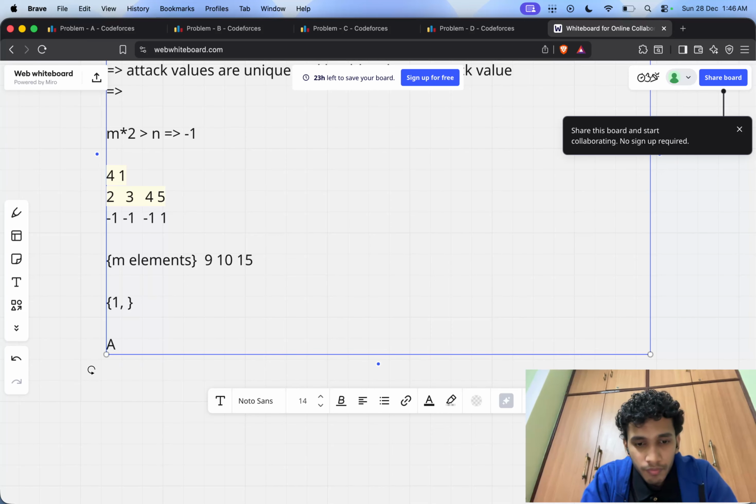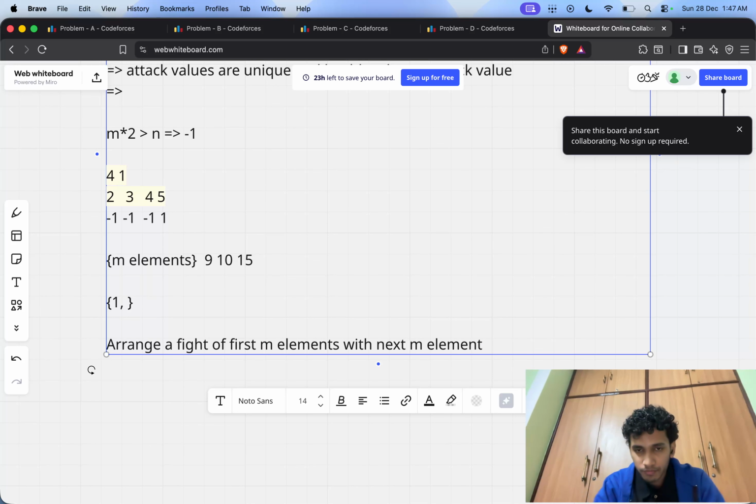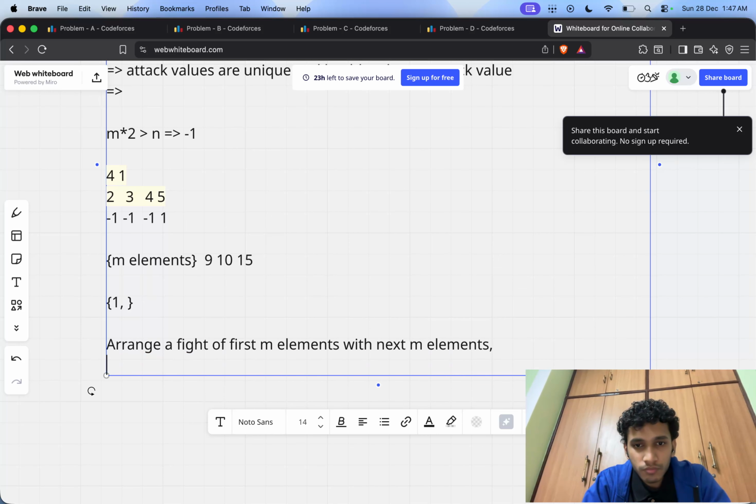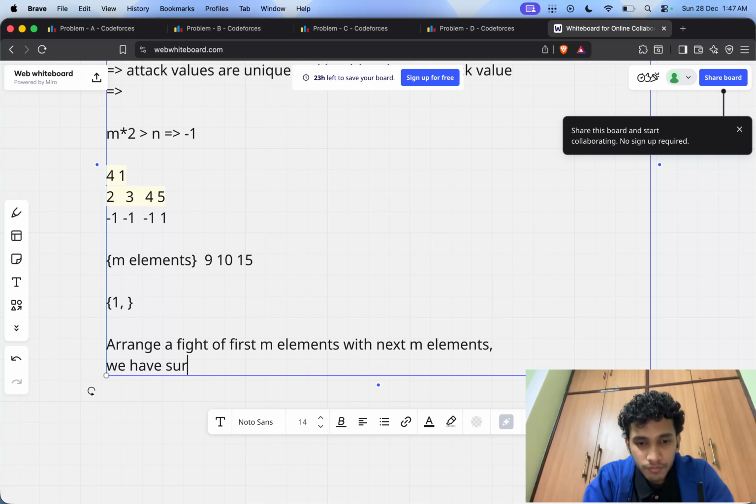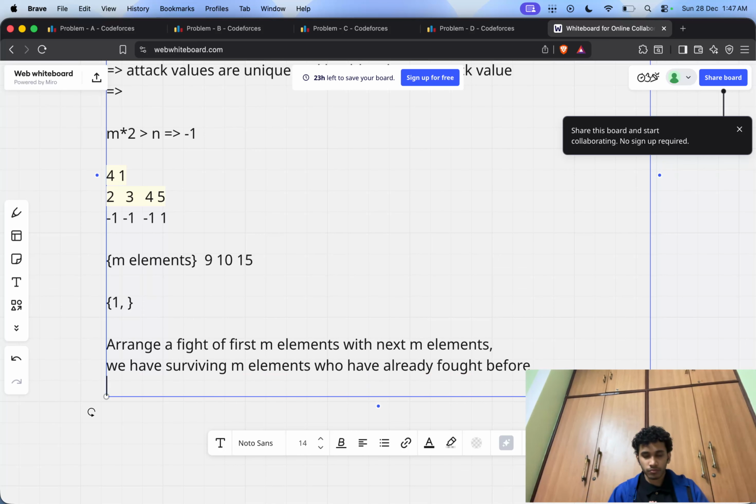Arrange a fight of first m elements with next m elements. Alright, now we have surviving m elements who have already fought before. Okay, who have already attacked before.